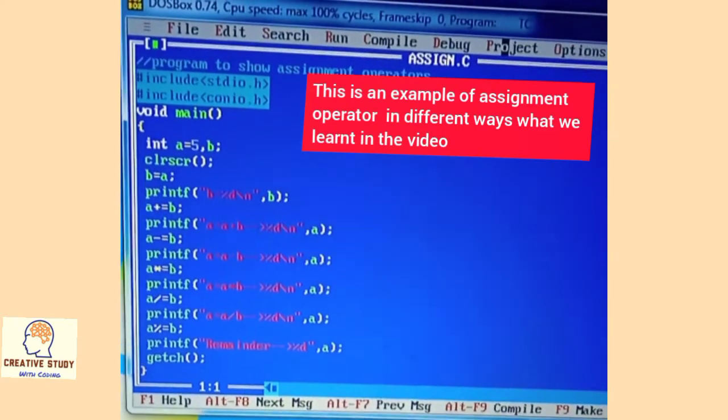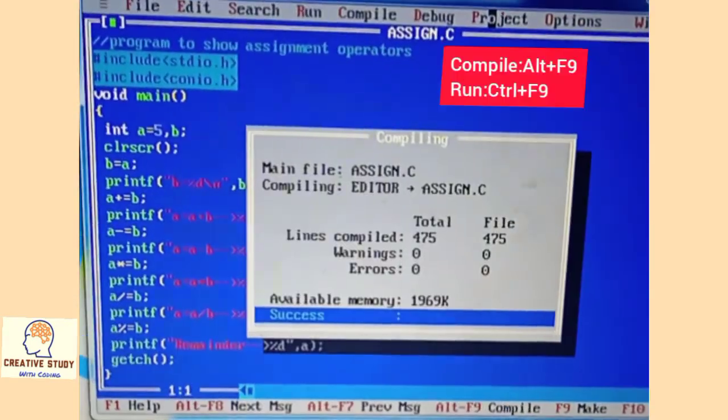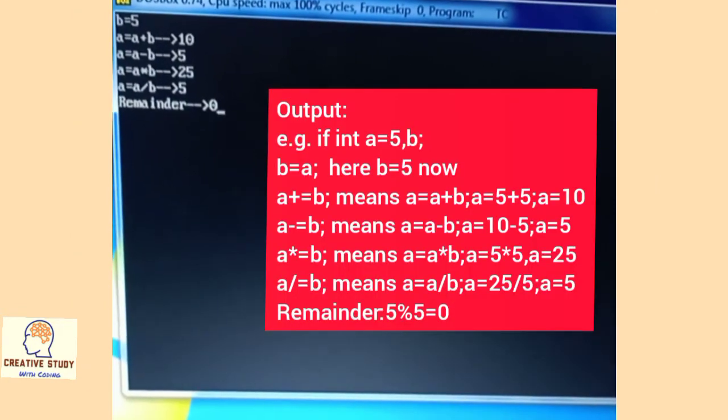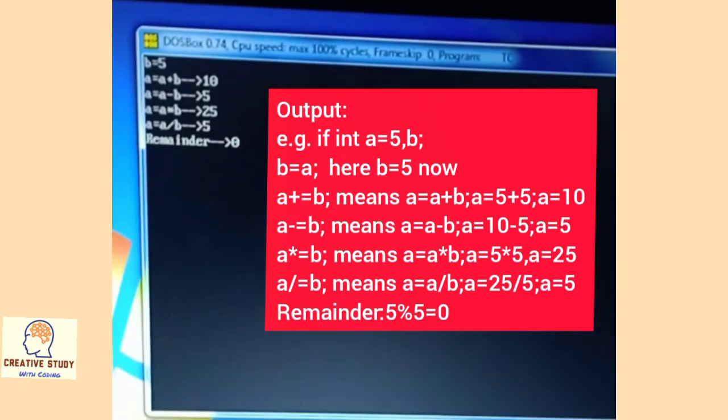This is an example of the assignment operator in different ways, what we learned in the video. Compile and run it. Now this is the output of the program, what we learned in the video related to the assignment operator.